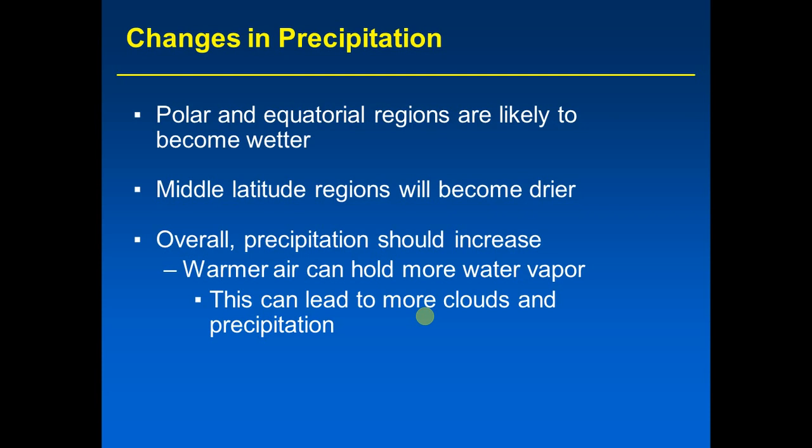You might be wondering why the mid-latitudes will become drier. There's evidence that the jet stream, which is driven by differences in temperature between the polar regions and the equatorial regions, will actually shift north. It could weaken, leading to slower moving storms, but there's evidence that it may shift to the north, which is part of the reason that mid-latitudes will become drier.